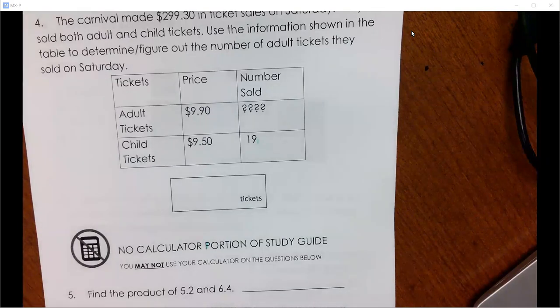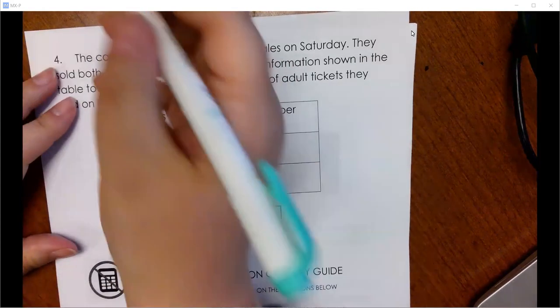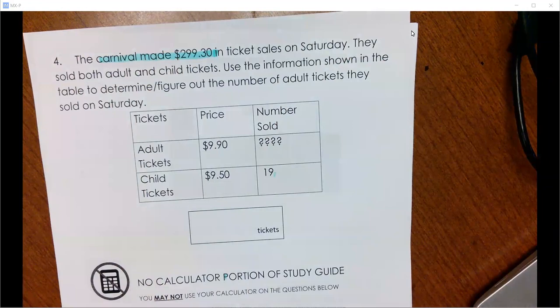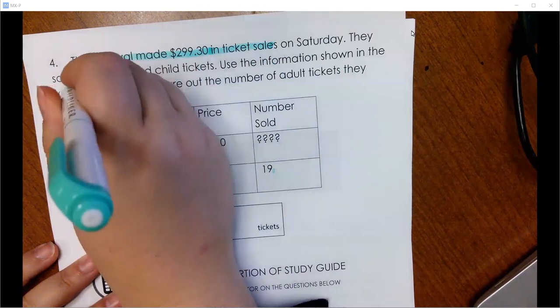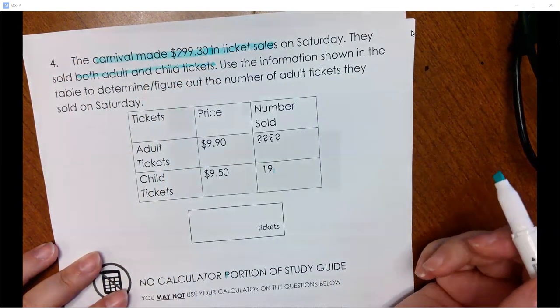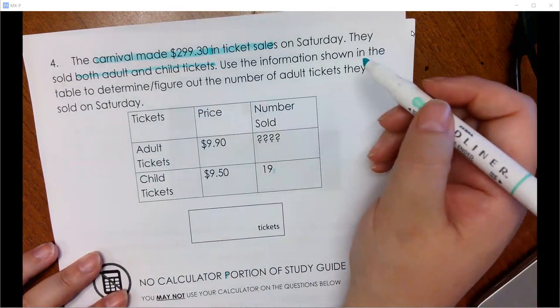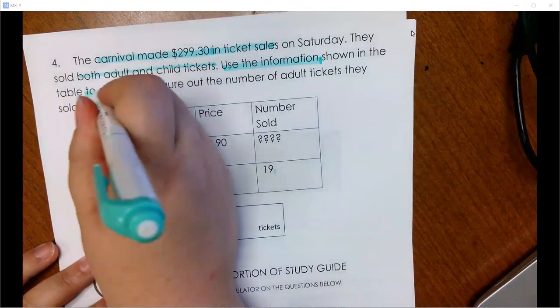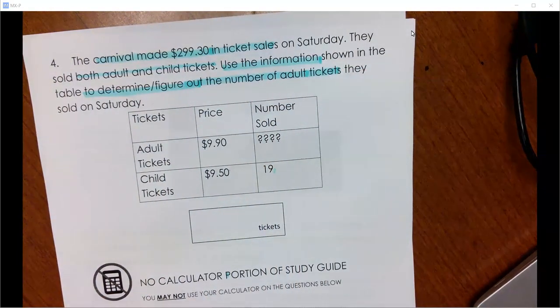All right, question number 4. It says the carnival made $299.30 in ticket sales on Saturday. They sold both adult and child tickets. It says to use the information shown in the table to determine the number of adult tickets they sold.